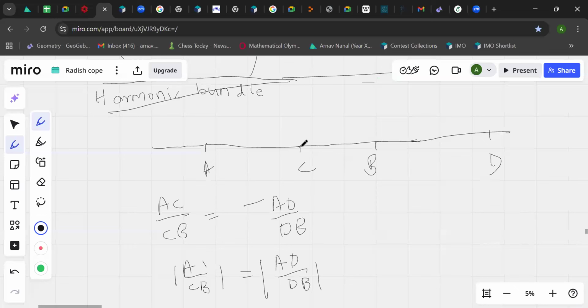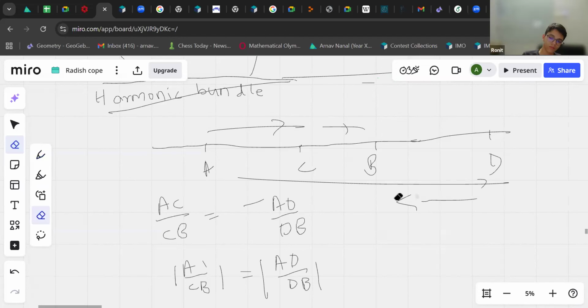Basically, every point here is uniquely mapped to some other point there, such that the ratio in which this divides internally is the same ratio in which this divides externally. Does that make sense?